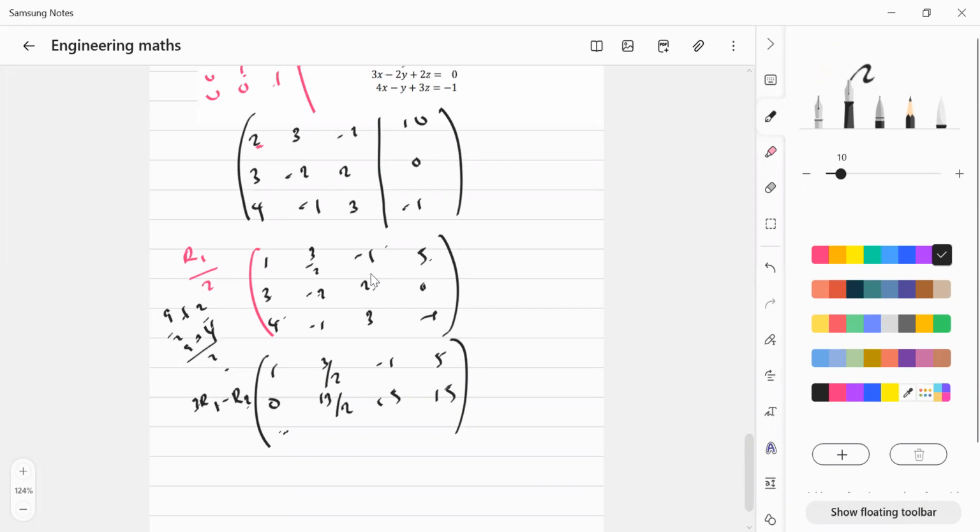Sir, is there a way to do this without making fractions? Without making fraction? Is that what you mean? Please repeat what you said. I didn't get you clearly. Sir, I asked if there's another way to do this without making fractions. I still can't hear you. Were you asking about the fraction? That is, can we do it without having fraction?